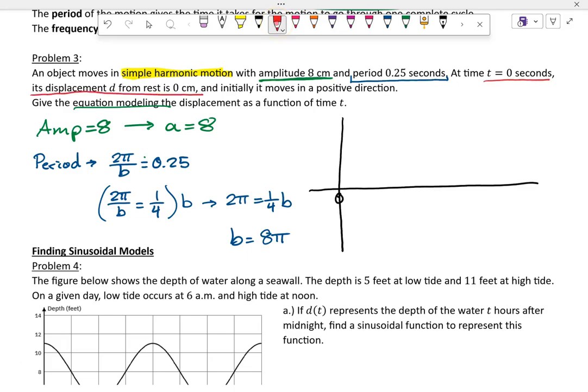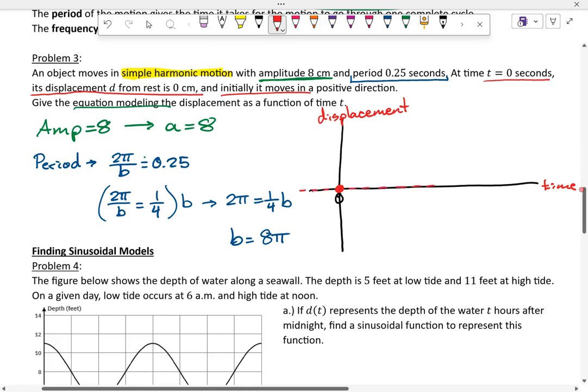0 centimeters. That is our displacement. Our y-axis is our displacement, and then our x-axis is our time. So we are here. And then what does it say? Moves in a positive direction. So if we don't have a D, that means our midline is the x-axis, and that's going to be the case for simple harmonic motion. Our D is equal to 0. So that means I'm starting on the midline. So which one do we want, sine or cosine, if I'm starting on the midline?